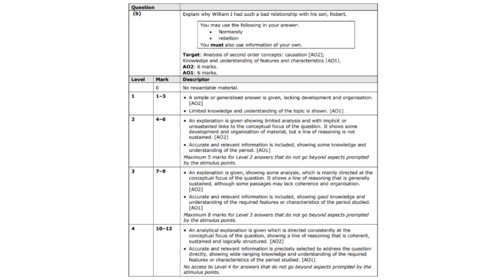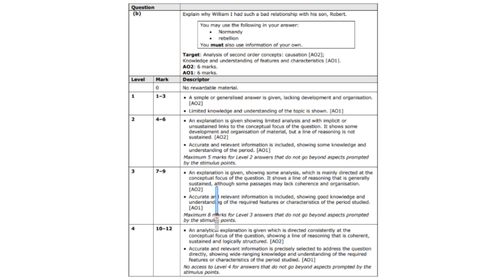And so target-wise, for a 12 marker like this, if your target is a grade 4, you are looking for at least 5 marks. So slap bang in the middle of a level 2. Now, please notice that is the maximum you will get if you do not add in a third paragraph of your own, okay?